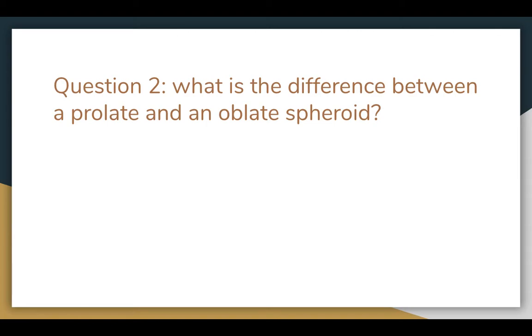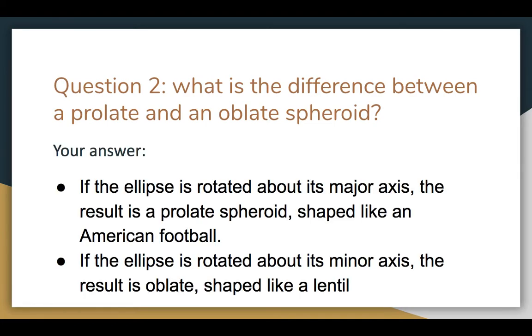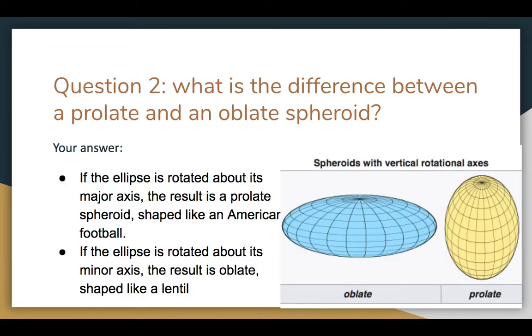Question number 2. What is the difference between a prolate and an oblate spheroid? And again, straight up from the Wikipedia, this was your answer. The first one is for the oblate spheroid, and the second one is for the prolate spheroid. And yet again, it would have been better if you just put that along with a picture, because it's much more clear, to right away spot the difference between an oblate and a prolate spheroid.